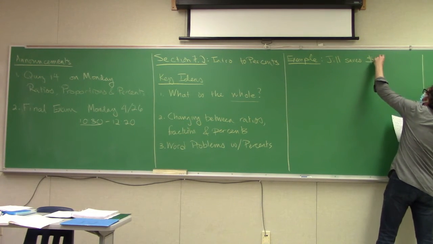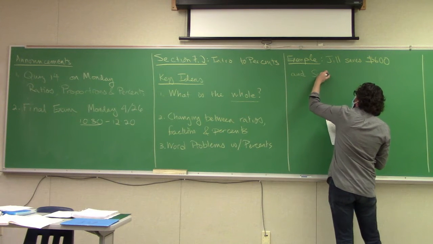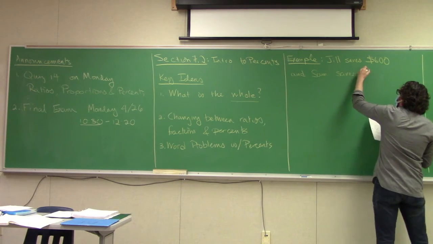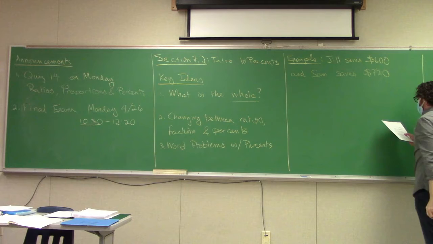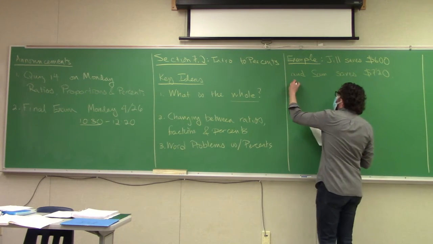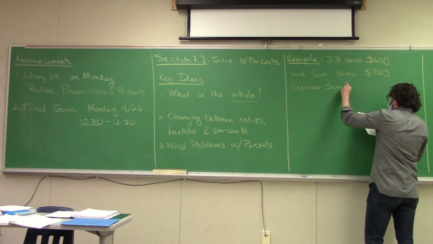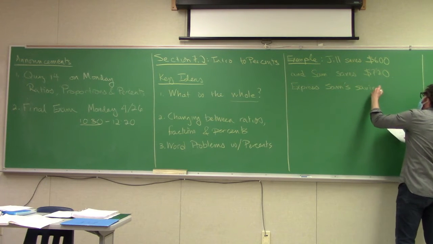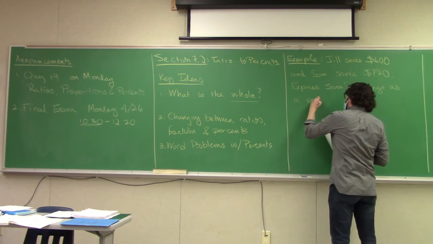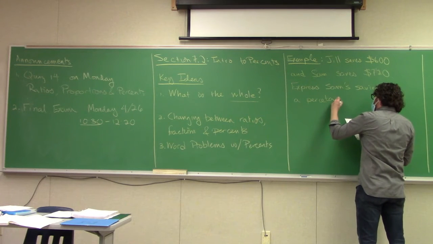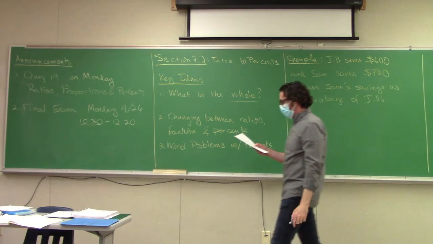Jill saves $600. And Sam saves $728. Express Sam's savings as a percent, percentage of Jill's.